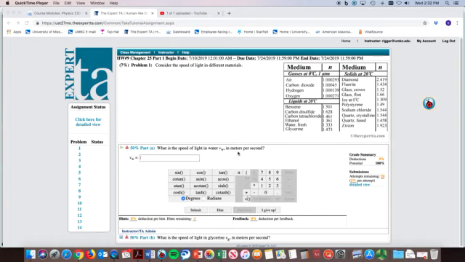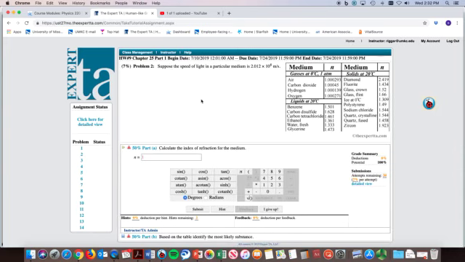Basically, that's no big deal. In fact, we just did a problem like that. I just wanted to go through these and make sure we're covering it. Suppose the speed of light is this. I would ask you, what's the frequency? Calculate the index of refraction of the medium. That's pretty simple. And then based on the table, identify the most likely substance. Nothing to that.